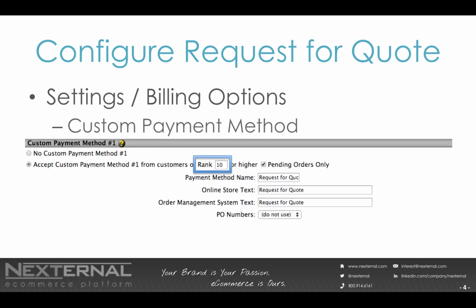Rank. This allows you to limit which customers can see this request for quote option at checkout. Maybe you want to limit it to your wholesale customers or a subset of wholesale customers. In this case, we set it for wholesale customers, which are rank 10. And if you don't know what the rank of your customers is, you can go to customers, customer types, and your order management system. And whatever you put in this box, it's going to be that rank and above that has access to this option.